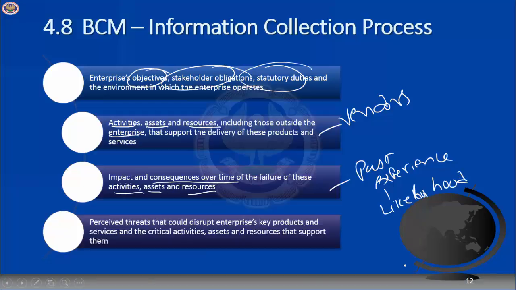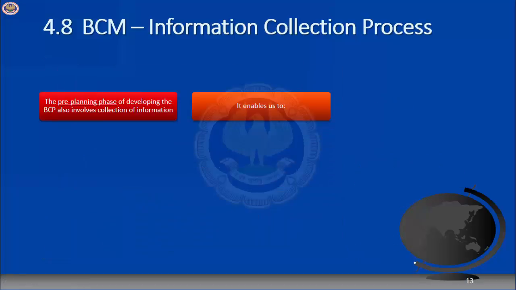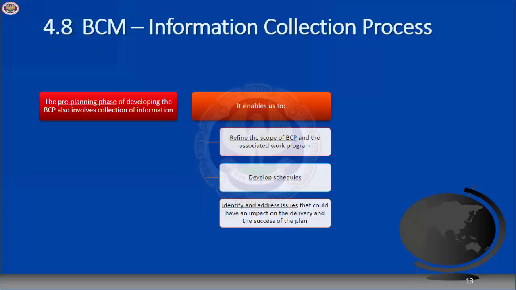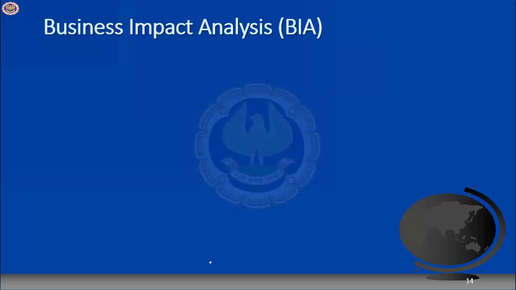You also need to look at what are the different types of perceived threats which could happen, which could disrupt the enterprise. The threats could disrupt the enterprise operations, and here we are focusing on key products and services. So this is why I said it becomes critical to identify what are the critical business operations. You also look at the pre-planning phase, which will include defining the scope of the BCP, developing the schedules for this, and also identifying and addressing the issues.